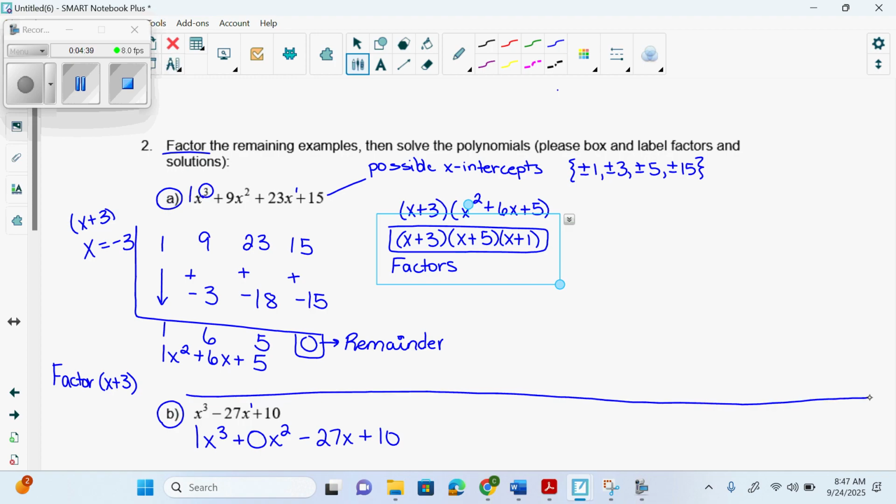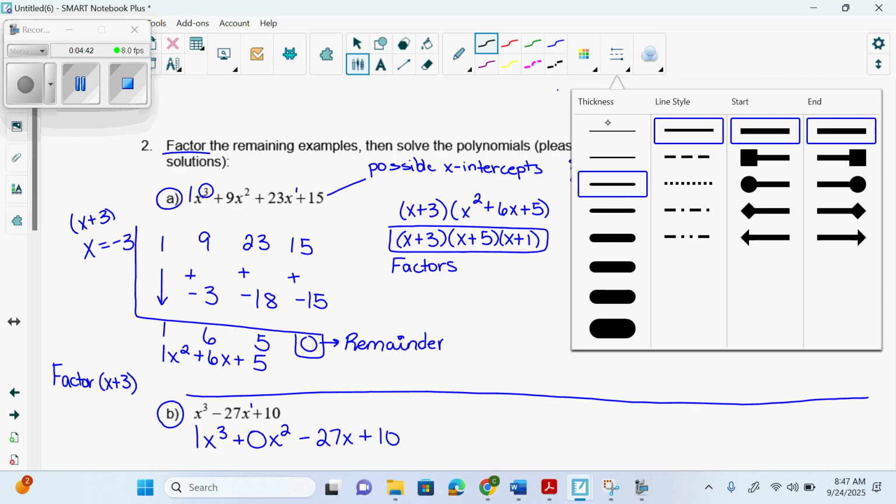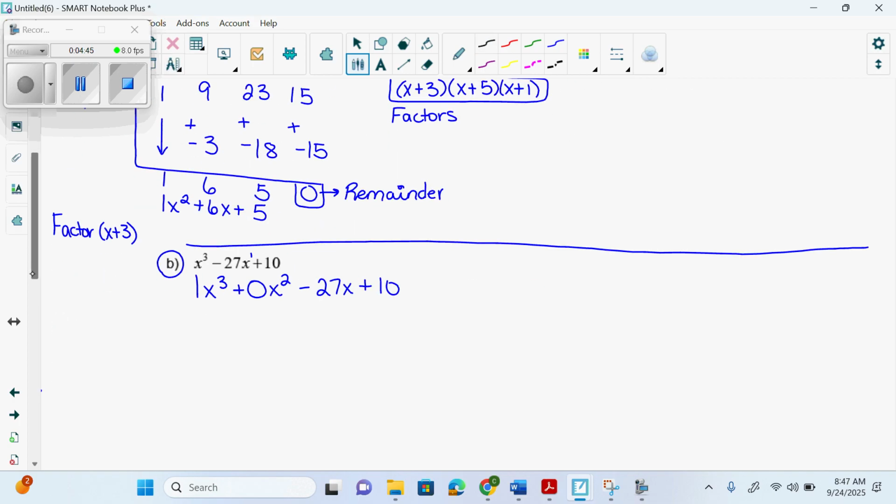Okay. The next one we talked about, I told you we had to make sure we could rocket count, correct? So we have 1x squared, we have x cubed, and then x, and then 0. So we go 3, 1, 0. Is that rocket counting? No, we're missing the 2, so we had to put a placeholder, correct? Okay, our possible roots or possible x-intercepts are the factors of 10: plus or minus 1, plus or minus 2, plus or minus 5, plus or minus 10.